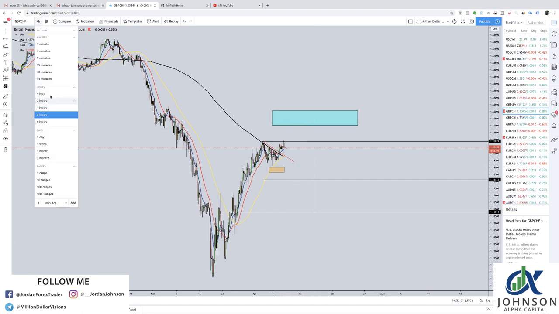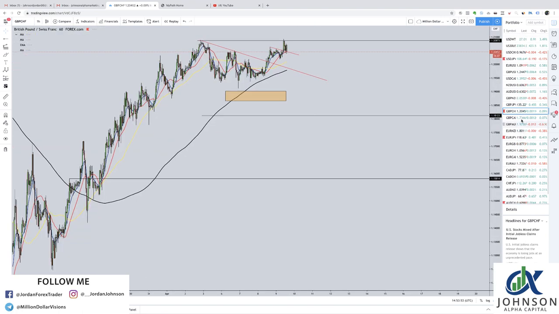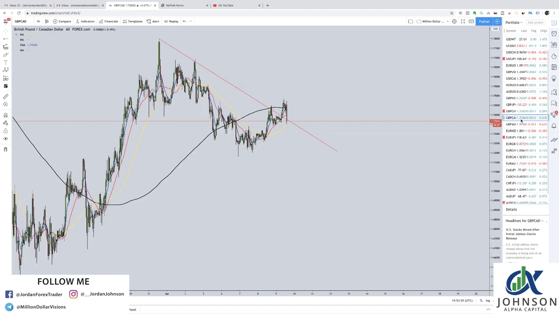I don't want to spend a lot of time just analyzing. Today, I want it to be more kind of setup based. Pound CAD, we got this break. Looks like we're coming back. We could see something like this on pound CAD.